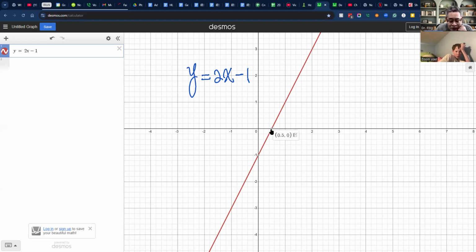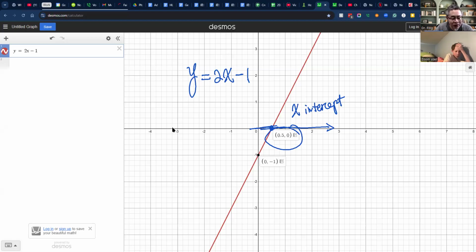Okay. You can see that the first one here is 0.5 and 0. That means this is the x-intercept, because the line intercepts the x-axis. So we call this the x-intercept because that's where the line intersects the x-axis. That's the first point. Now this one is the y-intercept. The y-intercept is where the line intercepts the y-axis. You can see that is the point 0, -1.